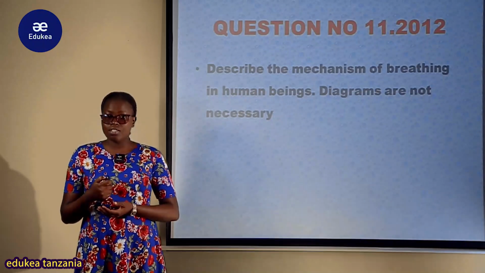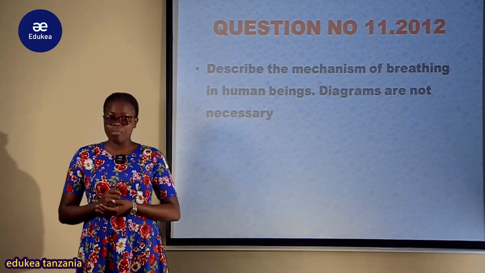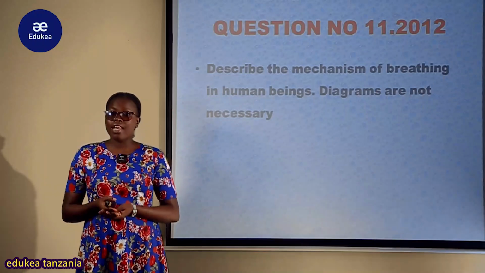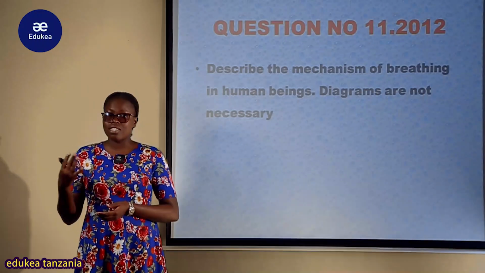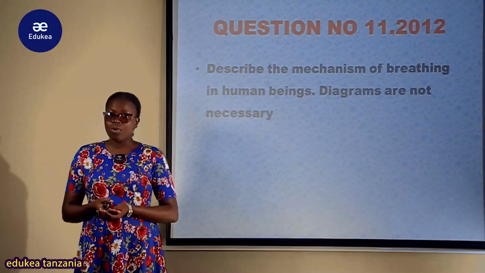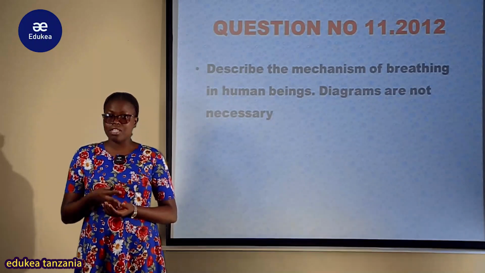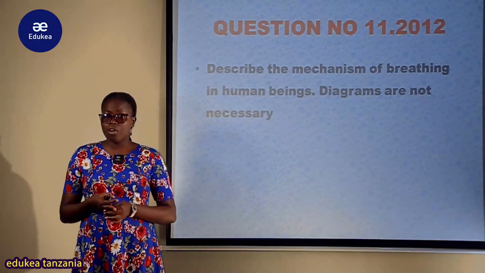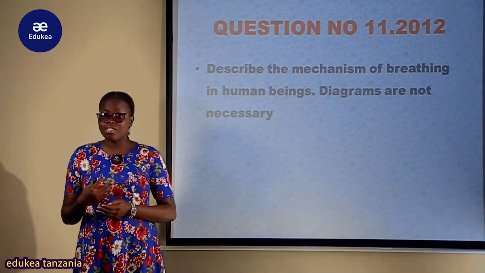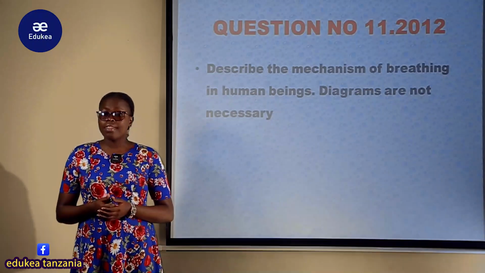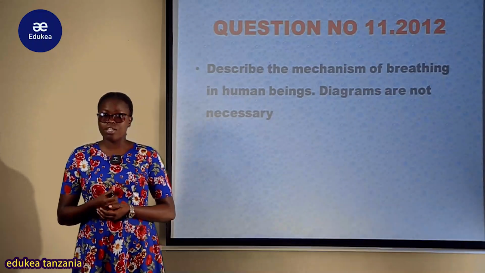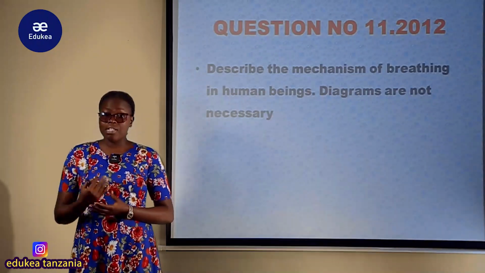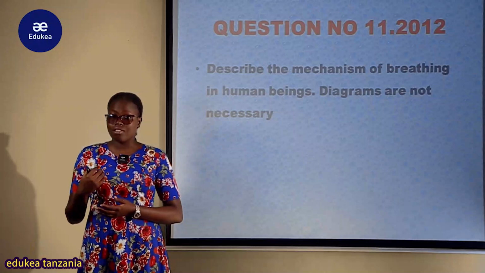So the question is for you to state the mechanism of breathing in human beings, and diagrams are not necessary, meaning that whether you put a diagram or not, they are not awarded. But if you like, you can draw a diagram, but it has no marks. Just the explanation matters. So my lovely Form 4 students, before we answer the question, this question has been derived from the Form 2 topic of gaseous exchange in respiration. So in order to answer this question correctly, you need a deep understanding of the topic of gaseous exchange in respiration.